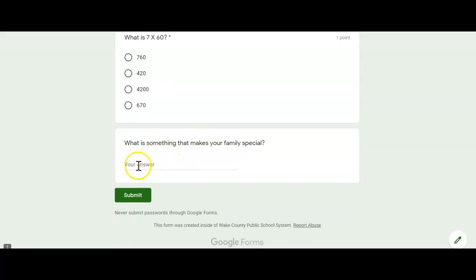What is something that makes your family special? This is your opinion, so just type a short answer in there. It doesn't have to be a paragraph or anything. Maybe one short sentence, or it could be a few words. And after you do that, go and hit submit.